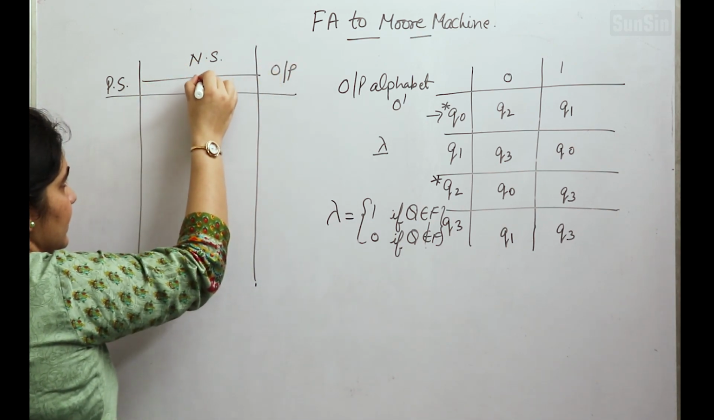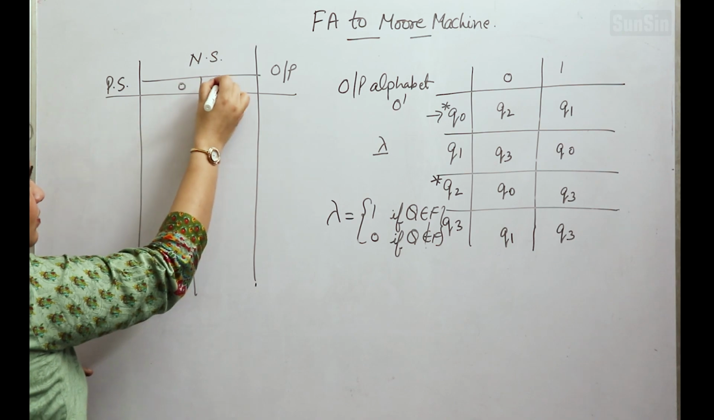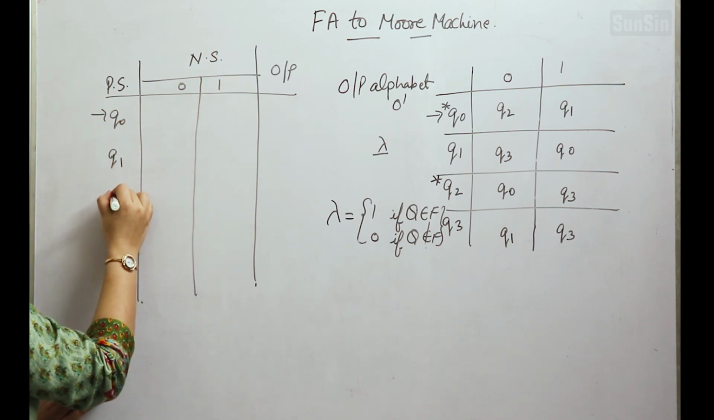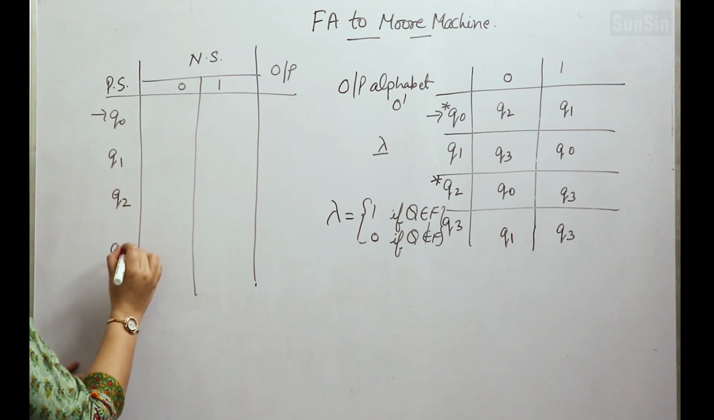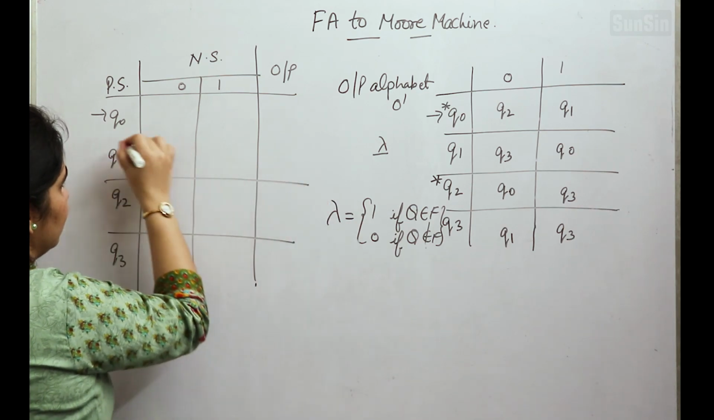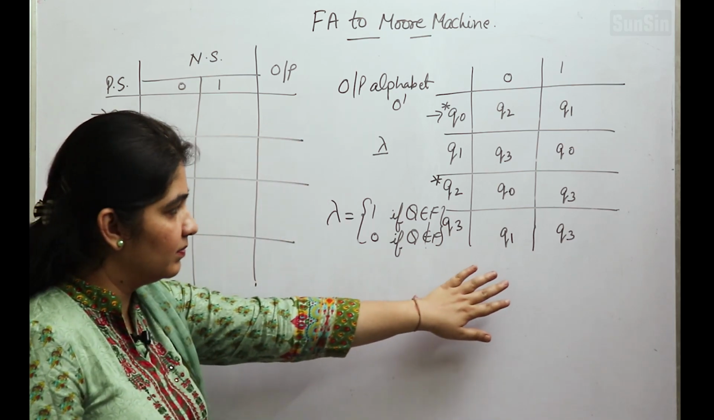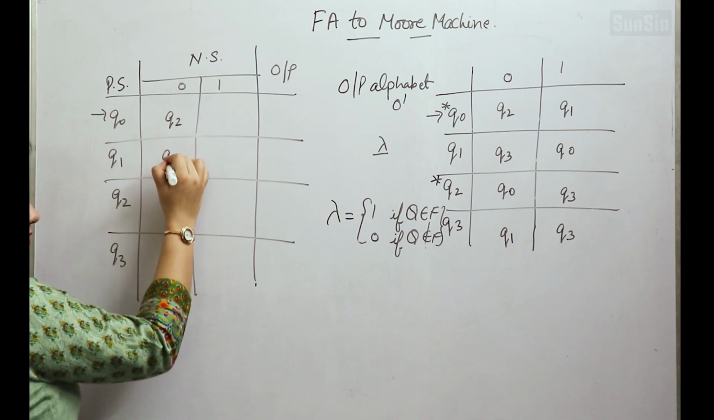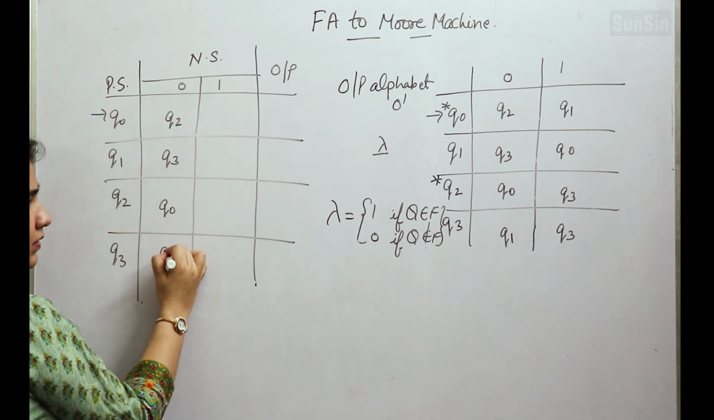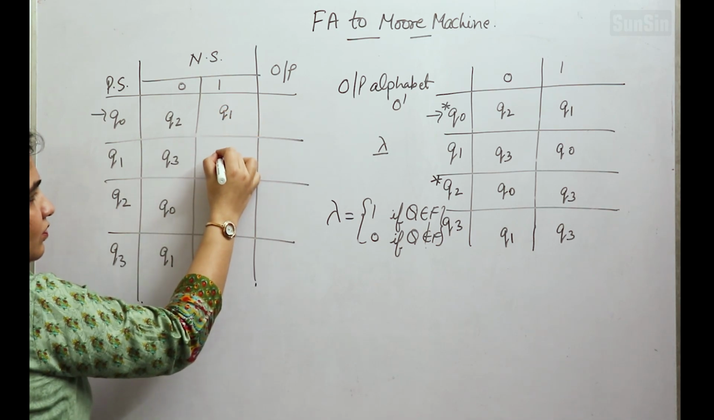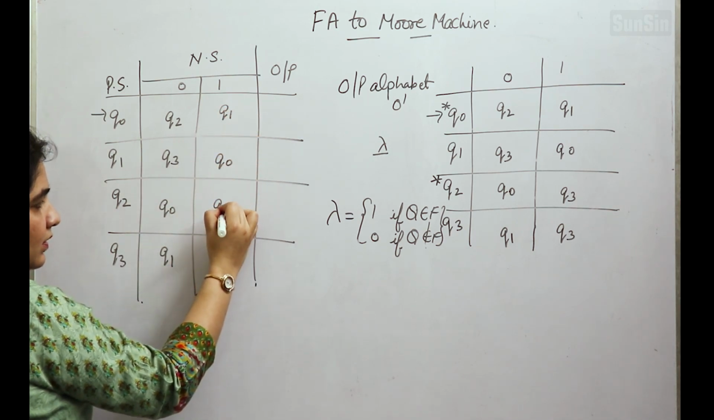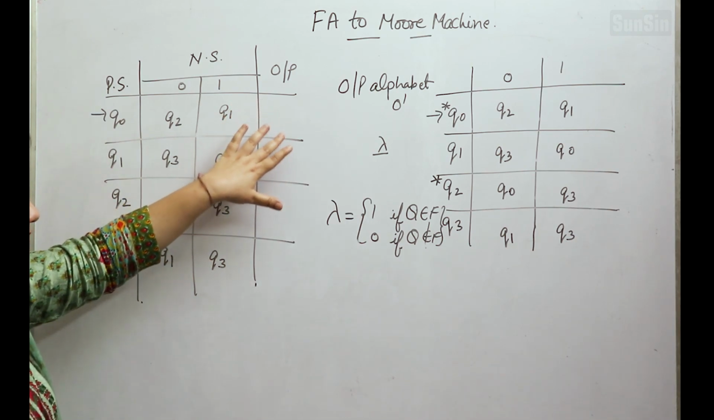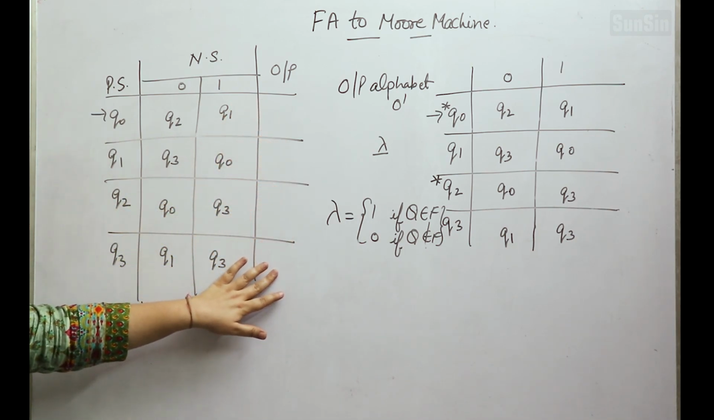output. In this case we will be having the input 0 and 1, all the states Q0, Q1, Q2, Q3, and then we will copy the transitions from the given finite automata. So it will be Q2, Q3, Q0, Q1, Q1, Q0, Q3, Q3. Fine. Now the only thing over here is that we need to write the output over here.